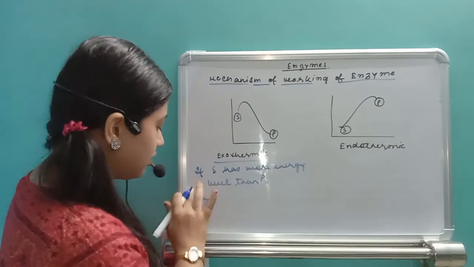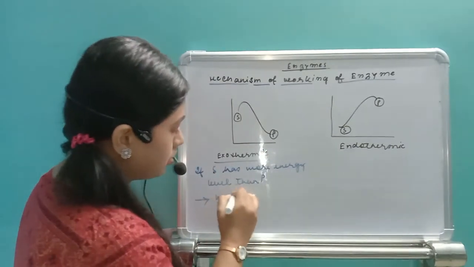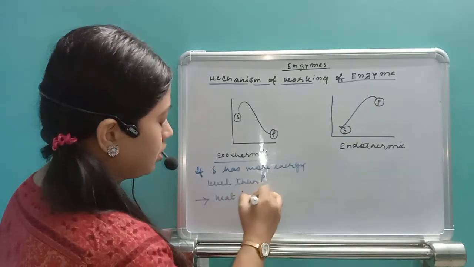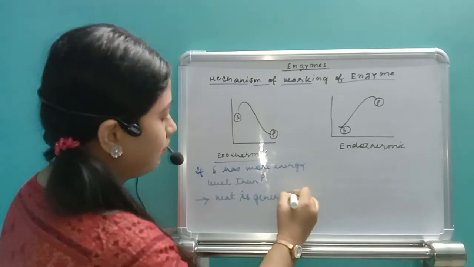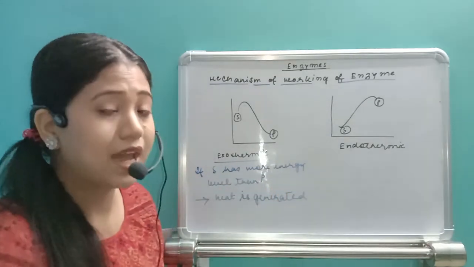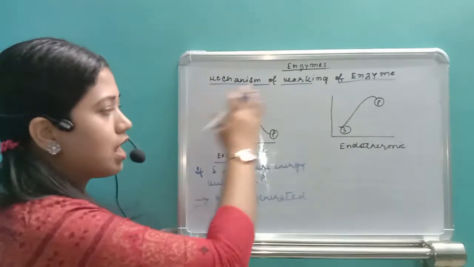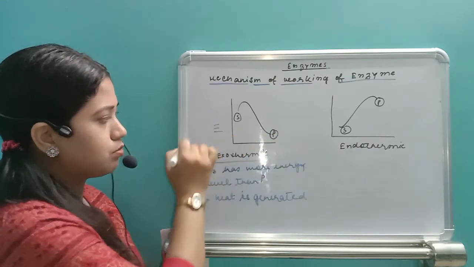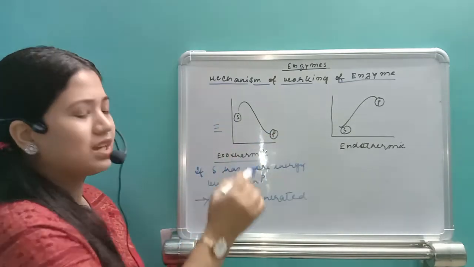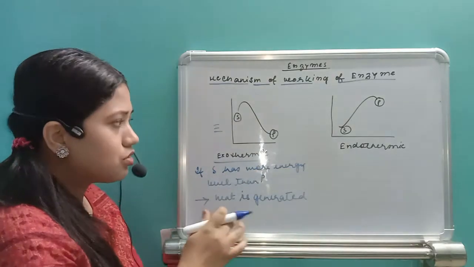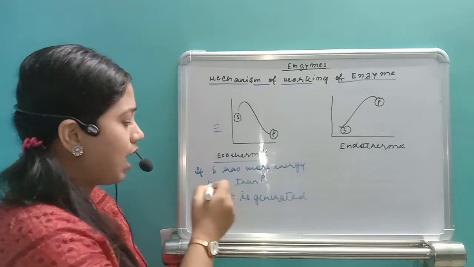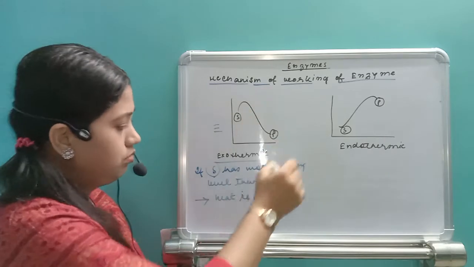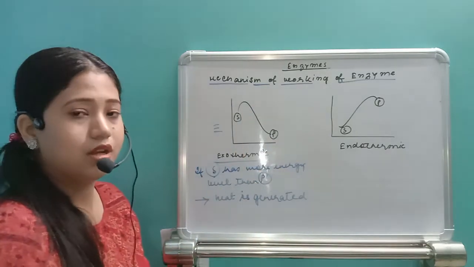Why does this happen? Because in this reaction heat is generated, so the product has less energy. As heat is generated, the energy level is decreased in the product as compared to the substrate. Here you can see the energy level I have shown; this is the potential energy. The substrate has more energy and the product has less energy. So in this reaction the heat is released, and this will be an exothermic reaction.